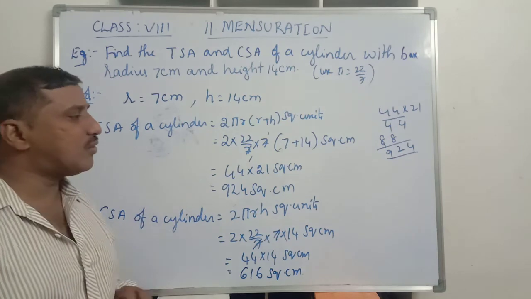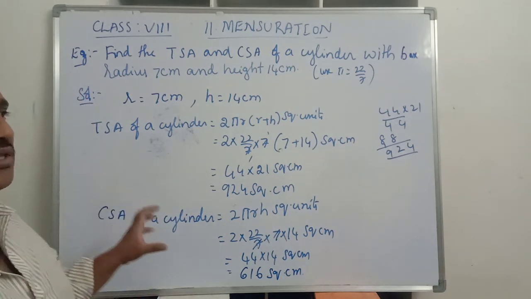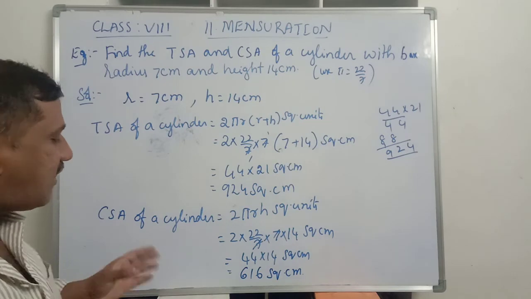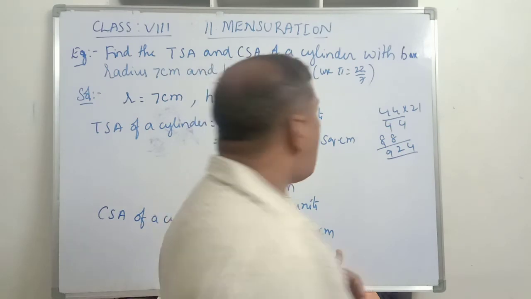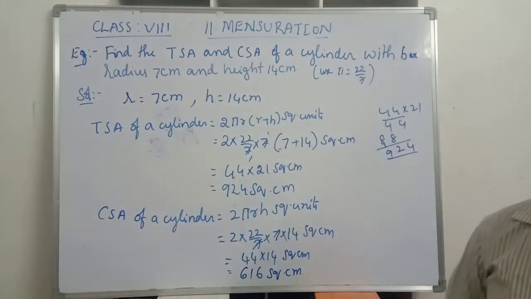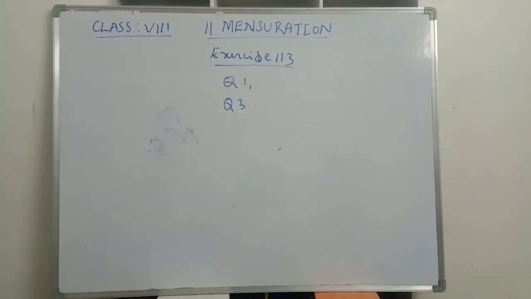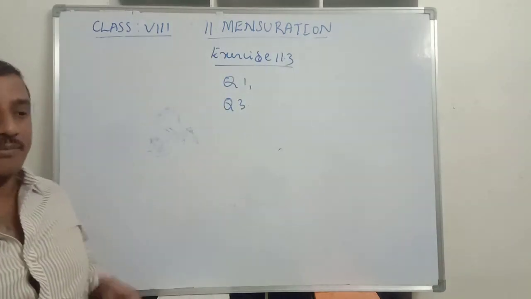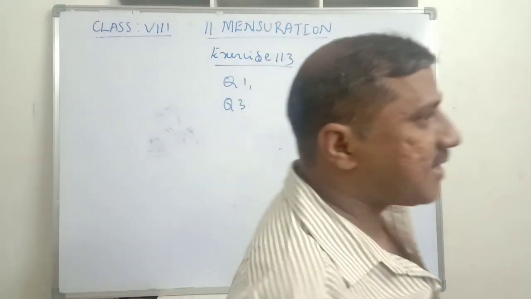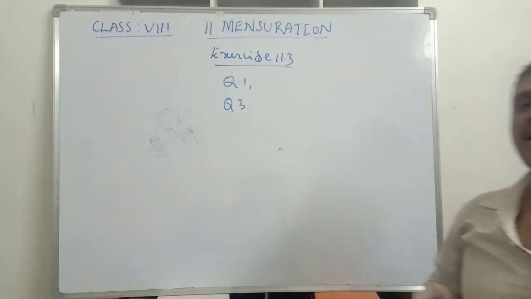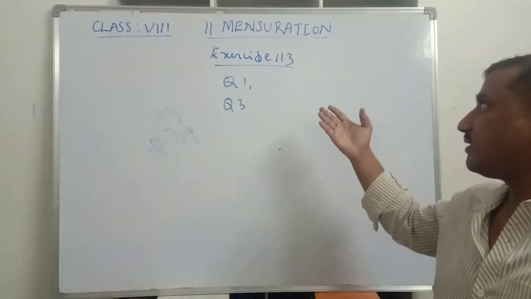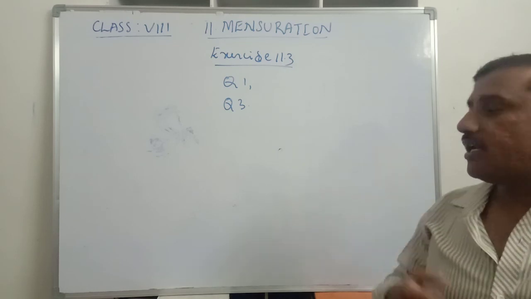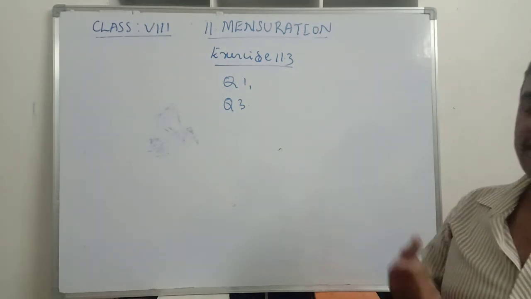So like this we use the correct formulas and correct values. If you substitute and simplify, we will get the correct areas. Is it clear, children, how to find the CSA and the total surface area of a cylinder? I hope you understand today's concept, that is surface areas of solid shapes, especially cuboid, cube, and cylinder. With that we solved some of the problems, and your homework is exercise number 11.3, question number 1 and question number 3.